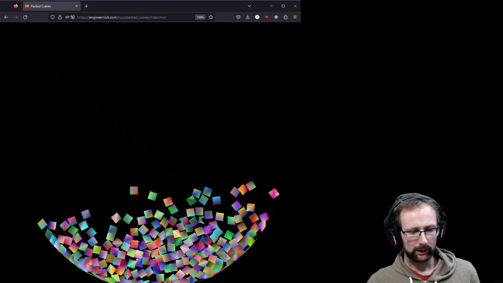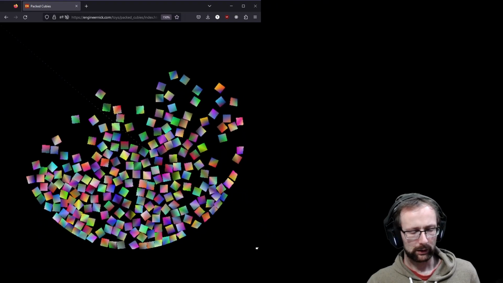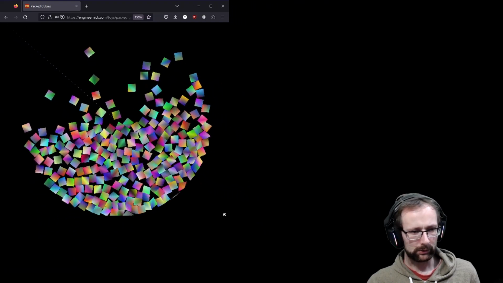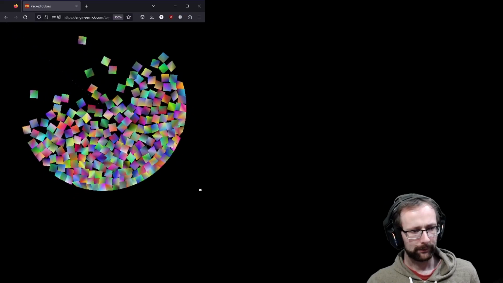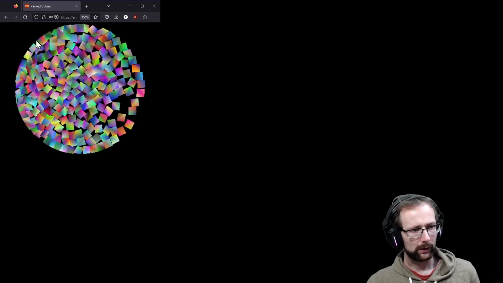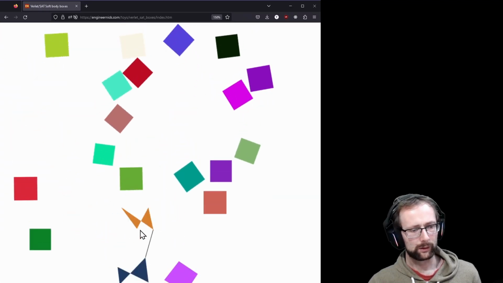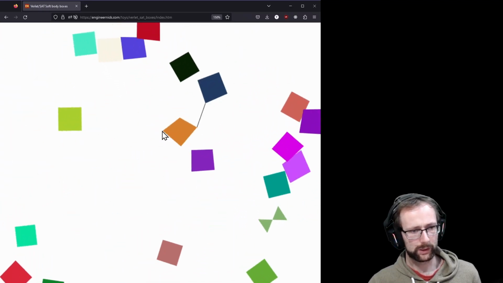Now, if we make this smaller and smaller, we might be able to get them to fill the whole circle. There we go. That one little cube attached to the mouse kind of spoils the effect. Here was the predecessor. This one's a little bit more tame and stable.